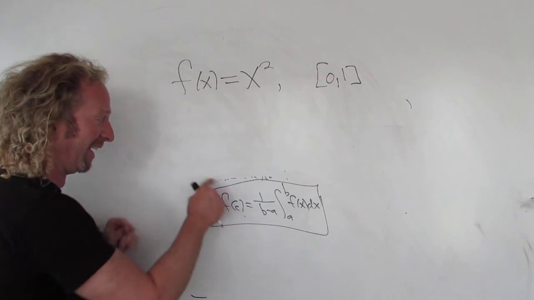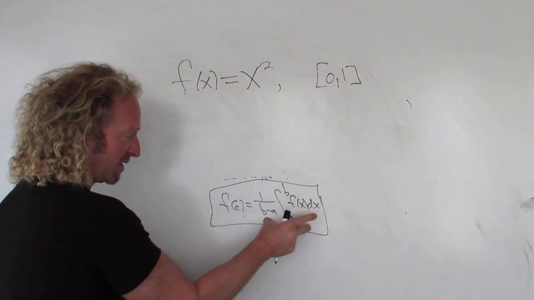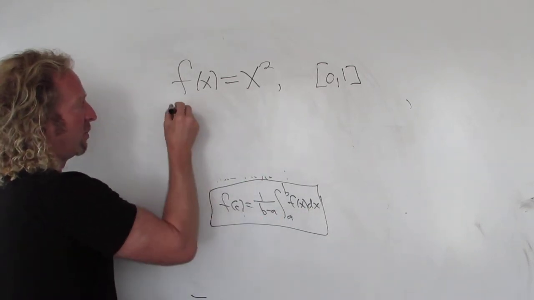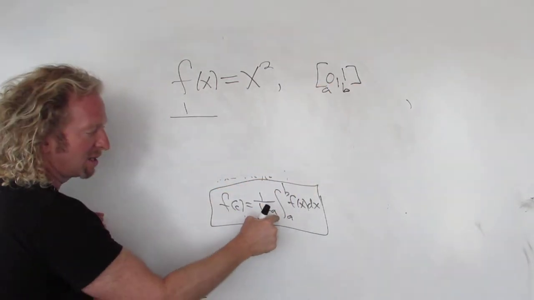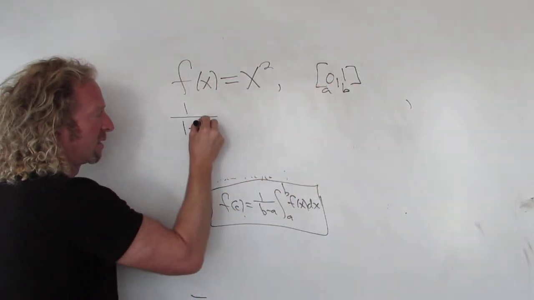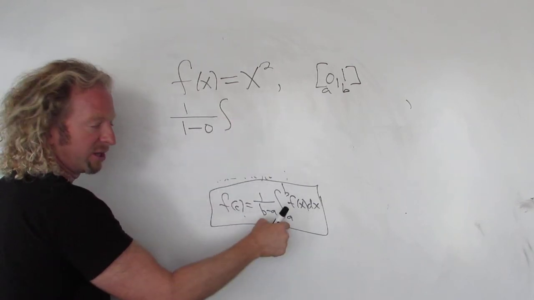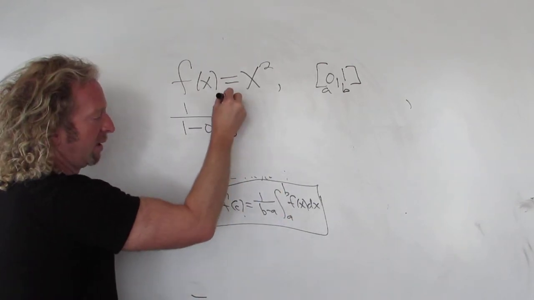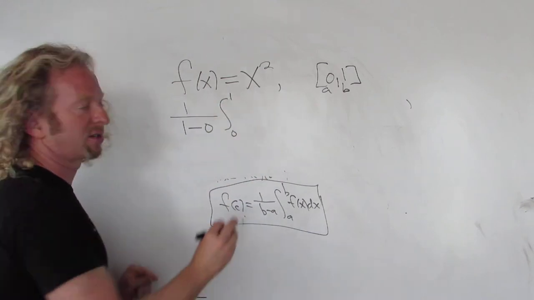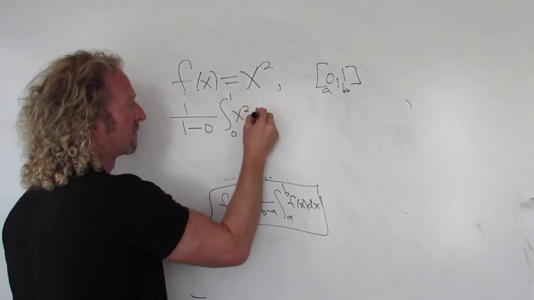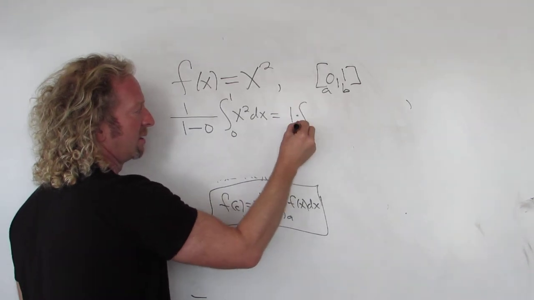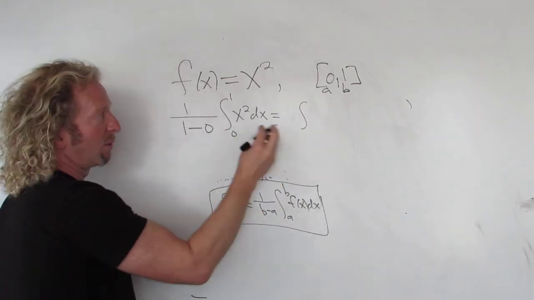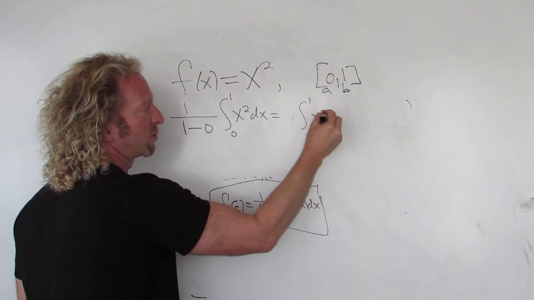Let's find out. Let's work out this piece first. That'll be the average value. So it'll be 1 over, so this is a and this is b, so 1 minus 0. And then we're going from 0 to 1. Right, so far so good. And then f of x is x squared, so x squared dx. 1 minus 0 is just 1, so I won't write it. And then 0 to 1, x squared dx.